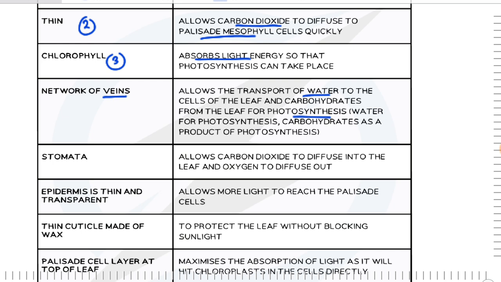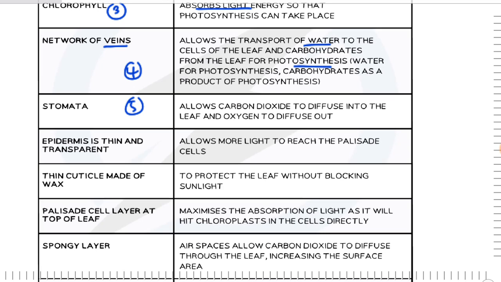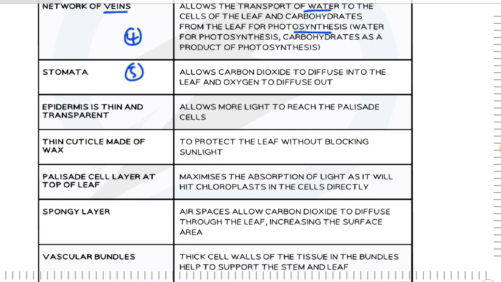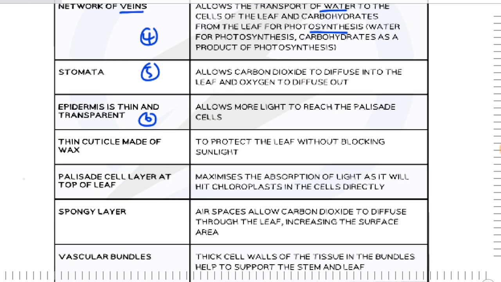Then we go to the stomata, which is the opening. So this one is the fourth one, this one is the fifth one. The fifth one, the stomata, the opening, allows carbon dioxide to diffuse into the leaf and oxygen to diffuse out. So stomata is for gaseous exchange. And then we have the epidermis. The epidermis is thin and transparent. The reason why it is thin and transparent is to allow more sunlight to reach the palisade cells. Then the wax cuticle is thin and made of wax, so that it protects the leaf without blocking sunlight.